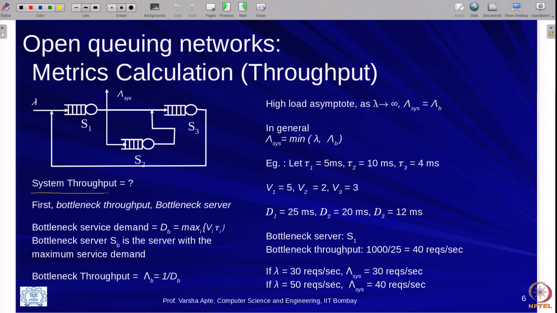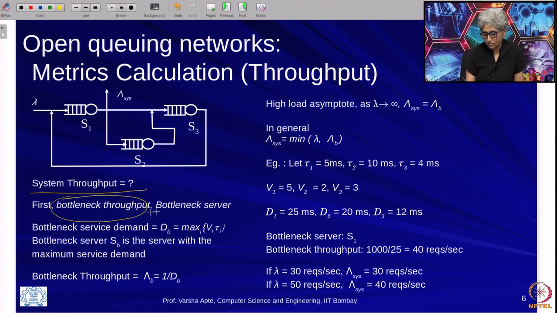Let us start with system throughput as usual. Throughput is always the easiest one to reason about, okay. Again, let us first define bottleneck throughput, and then of course the server that is going to be the bottleneck is going to be the bottleneck server, okay. So bottleneck throughput for queuing networks with branching and feedback has to depend on the service demand, okay.